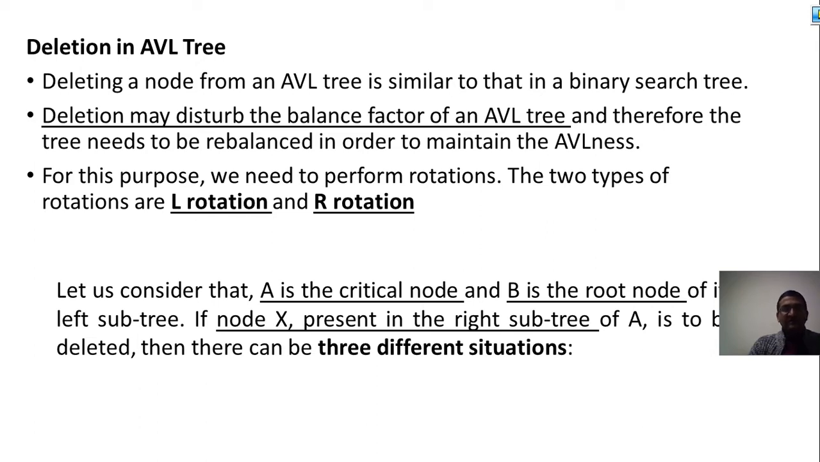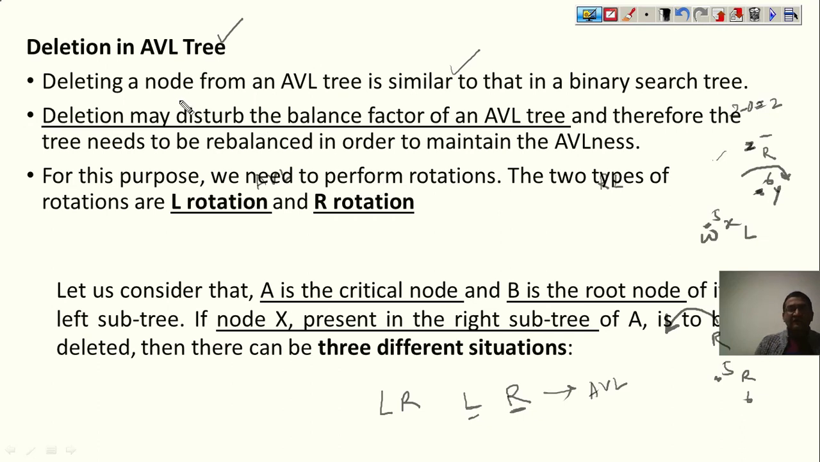Already we discussed the insertion operation. In the insertion we have four cases. If you compare insertion with deletion, deletion is comparatively a little complex. But again, it's interesting to see how things are managed, how the tree maintains the self-balancing structure. Okay, so it starts here.